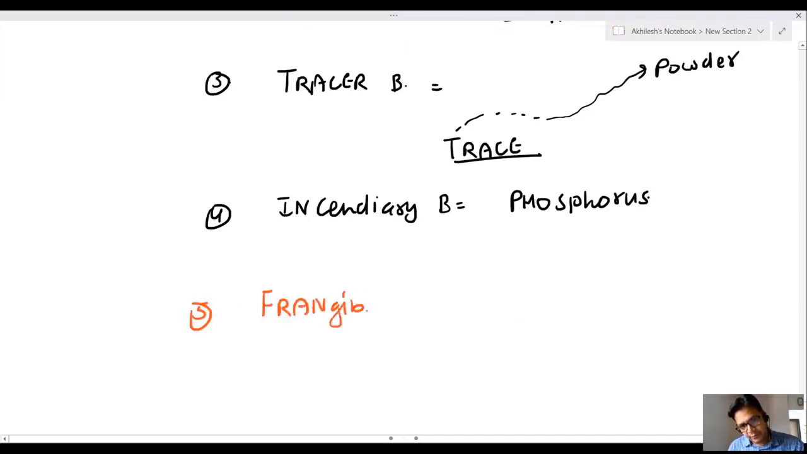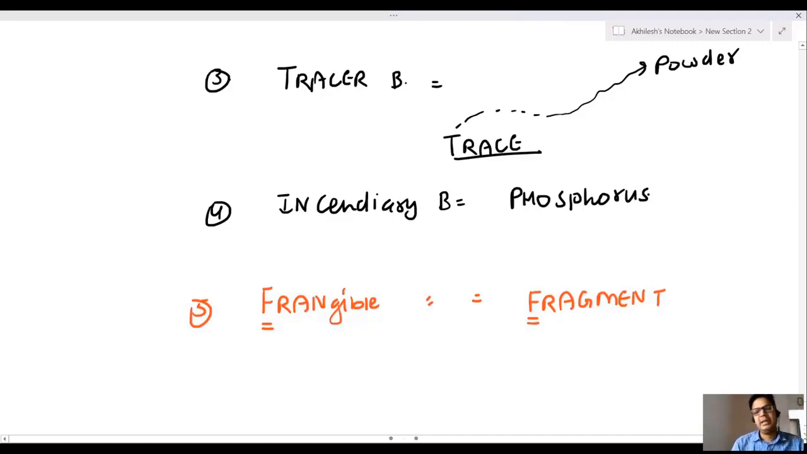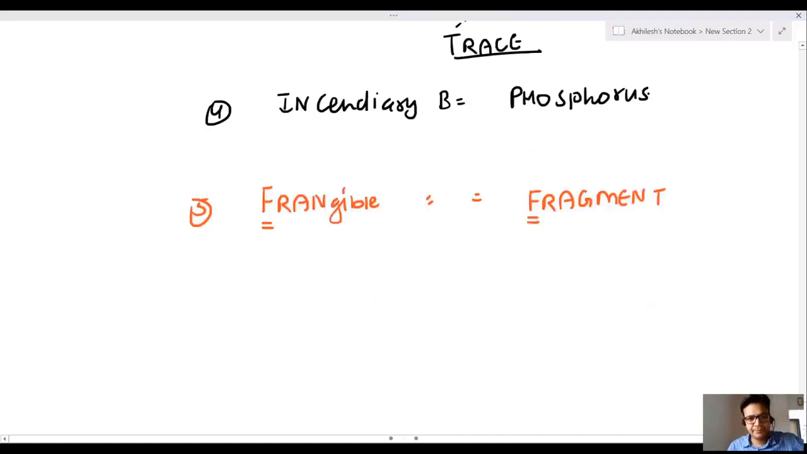Frangible bullet. F for frangible, F for it divides in fragments. So a fragmented bullet is a frangible bullet.